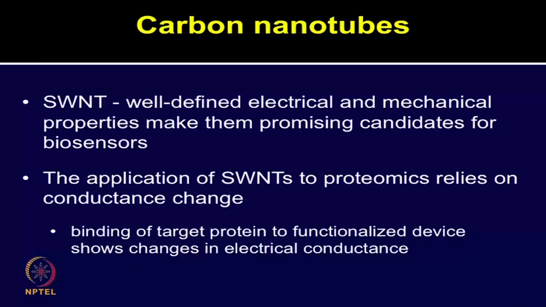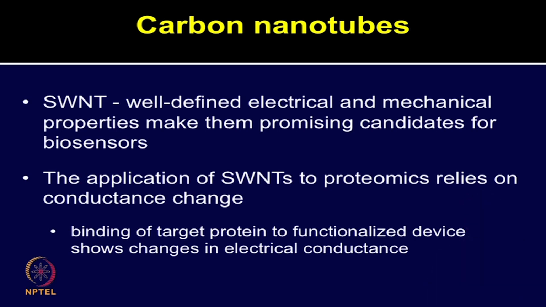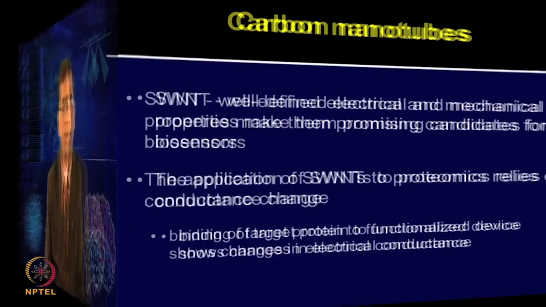The single walled nanotube possesses well defined electrical and mechanical properties which makes them promising candidate as a biosensor. The applications of single walled nanotubes in proteomics relies on the conductance change. Binding of the target protein to the functionalized device brings a change in the electrical conductance that is measured for monitoring the binding interactions. These carbon nanoparticles have various properties, and some of these general properties are listed here.